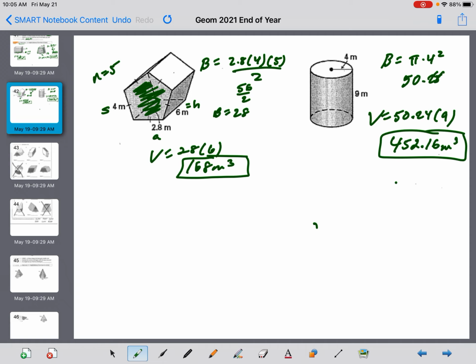So find the base area, multiply by the distance between the bases. You got your volume of your prism or cylinder. For pyramids, a little bit different work here.